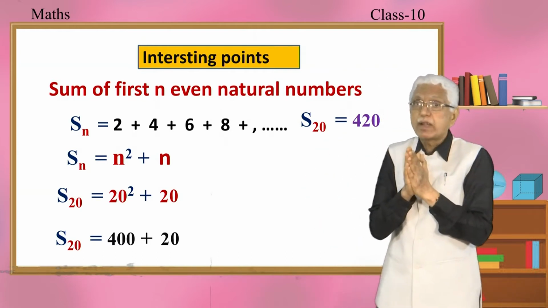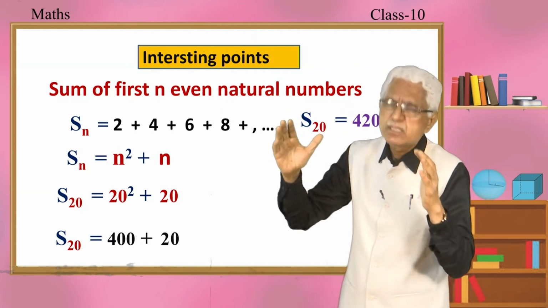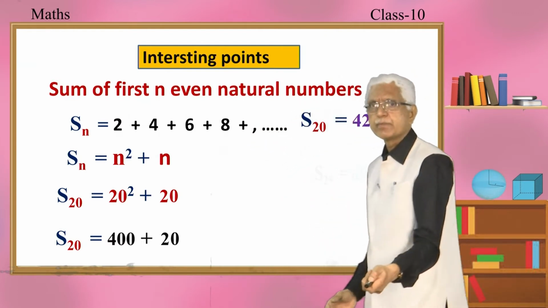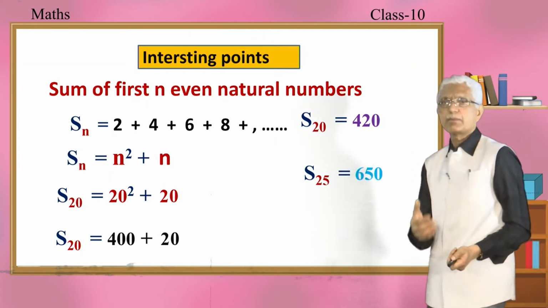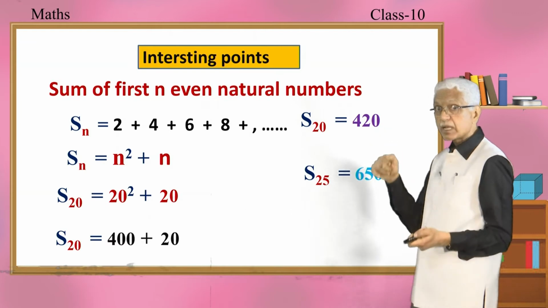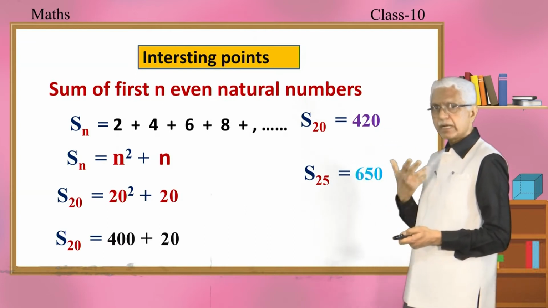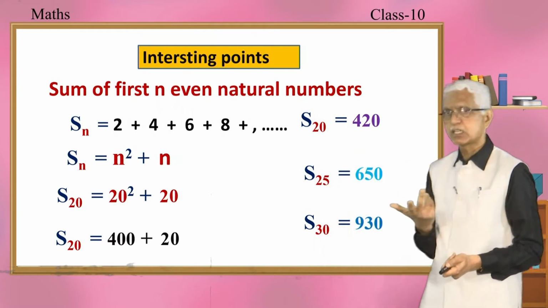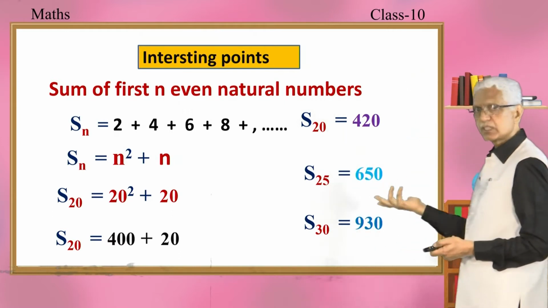Suppose I want you to find the sum of the first, say 25 or 30, let us see, okay. Let us see, my dear children. You want to find the sum of the first 25, correct. It is n square plus n, the general formula, 25 square plus 25, correct. 25 square is how much? 625, plus 25 is 650.